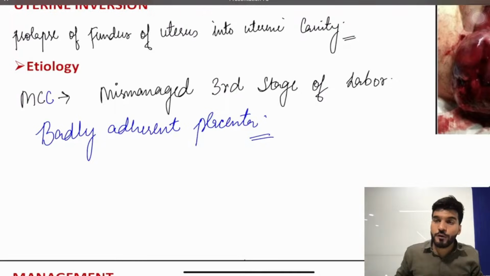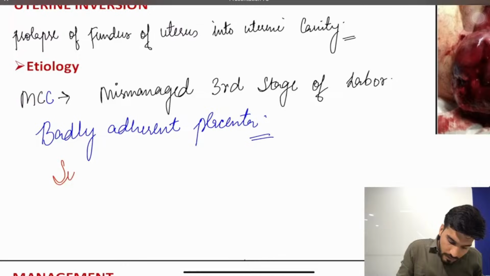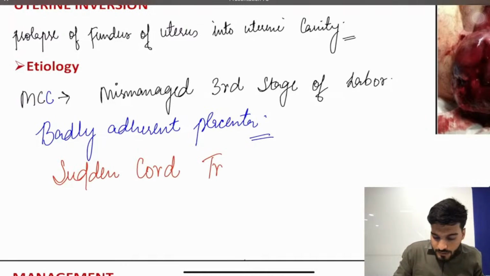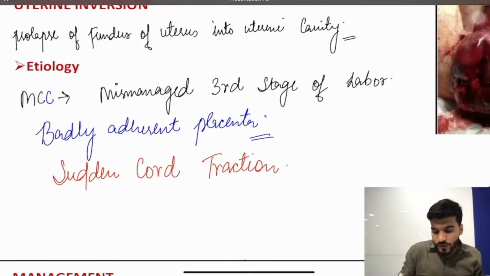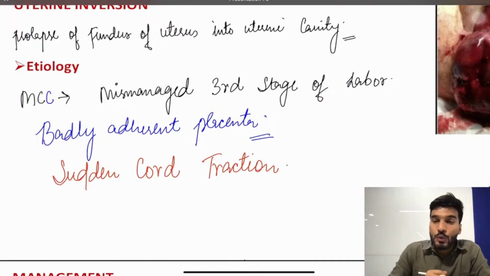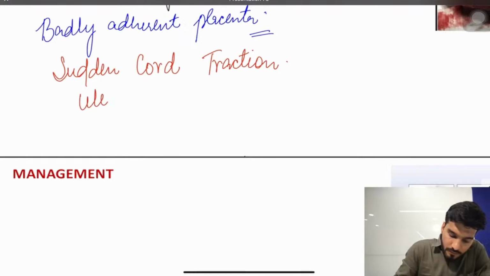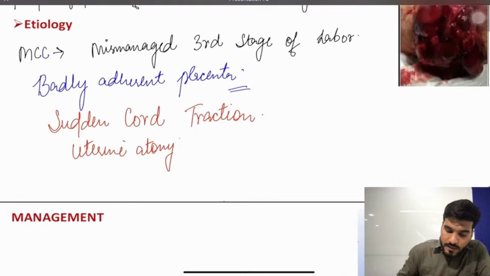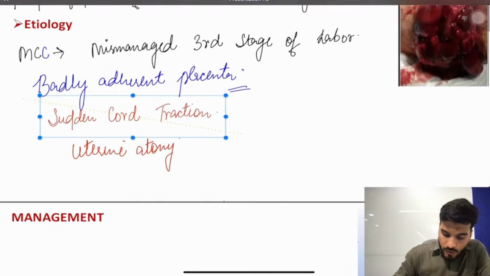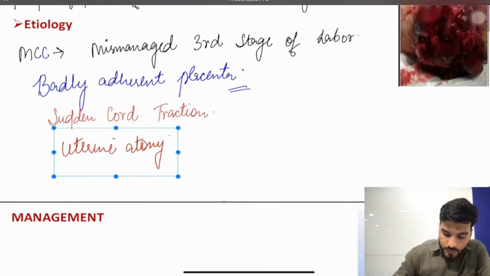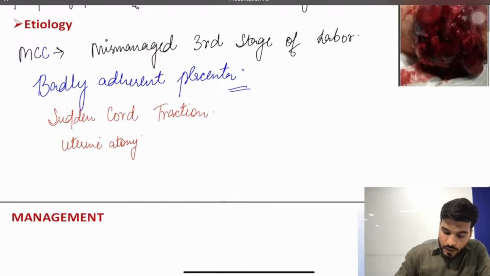This can also be a cause of uterine inversion. One more cause of uterine inversion is sudden cord traction. Sudden cord traction also causes uterine inversion, as does uterine atony. These are all the causes of uterine inversion.